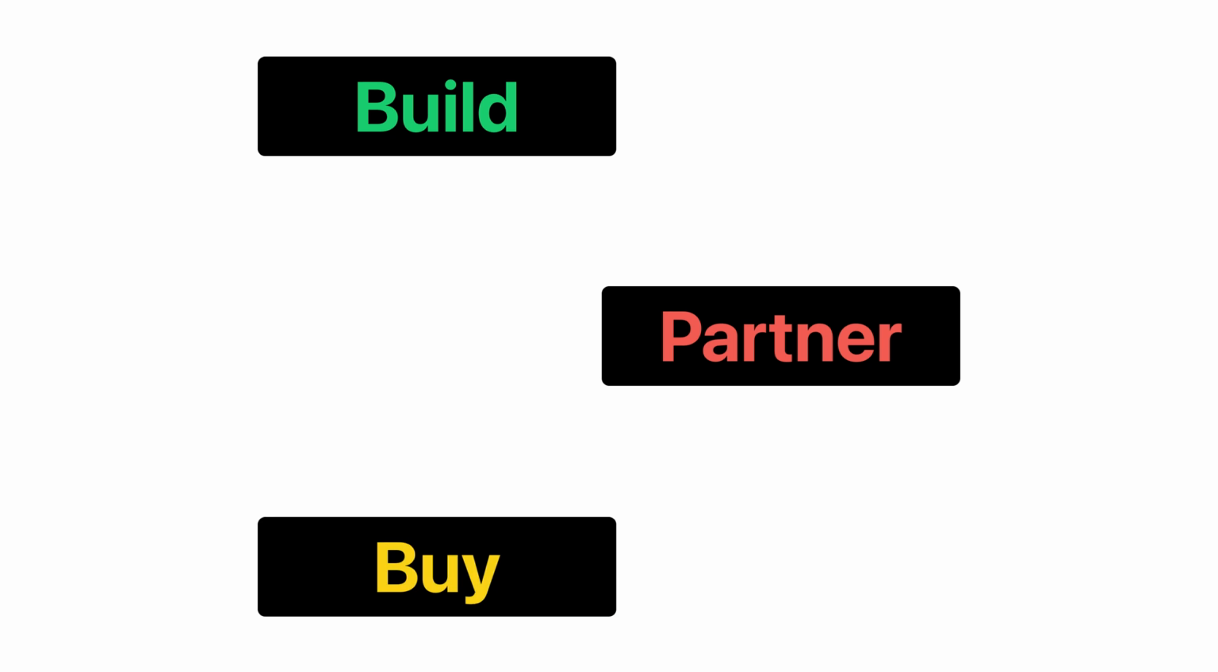There are three ways you can grow your business. You can build the business organically, you can partner with another business, and you can buy another business. Growth through acquisition is a strategy for companies of all sizes. There are two ways to buy a business.